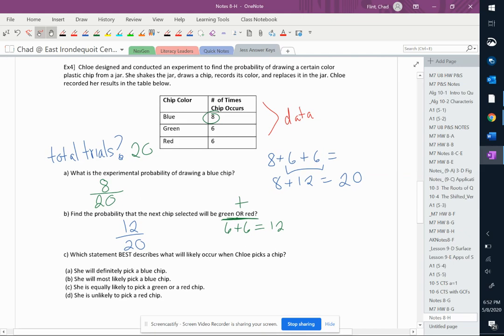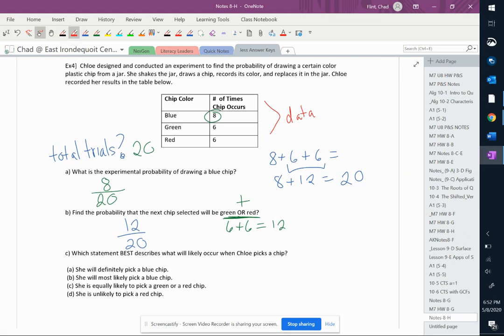And part C, now see, these questions you want to be careful about. There's a review sheet question like this that's tricky. Which statement best describes what will likely occur when Chloe picks a chip? She will definitely pick a blue chip. Well, that's not true because there's no way we could guarantee that unless they were all blue. She will most likely pick a blue chip. We don't know about that. She is equally likely to pick a green or a red chip, and she is unlikely to pick a red chip. Okay, well, thinking about what I know about these: most likely, equally likely, and unlikely.